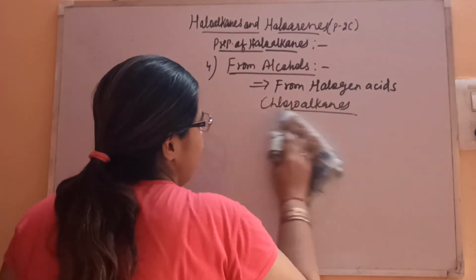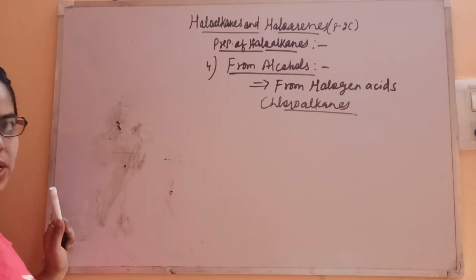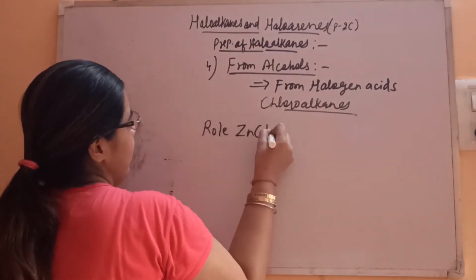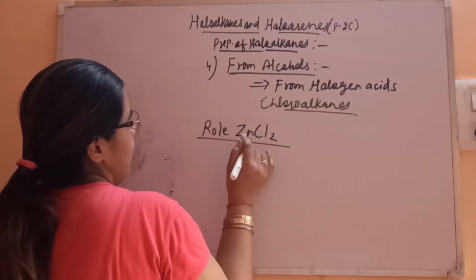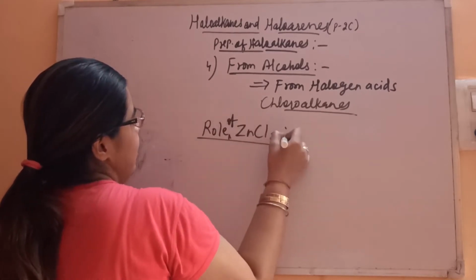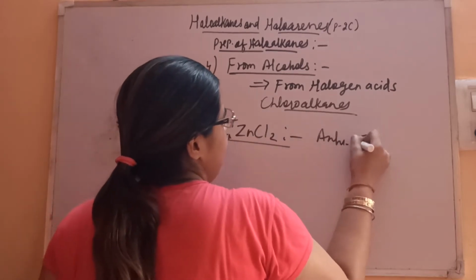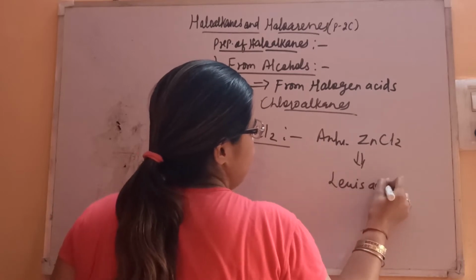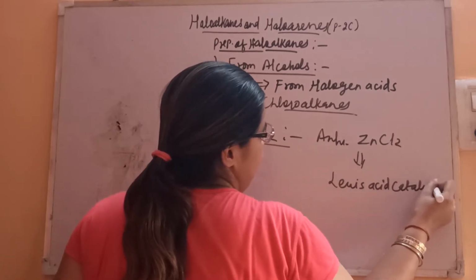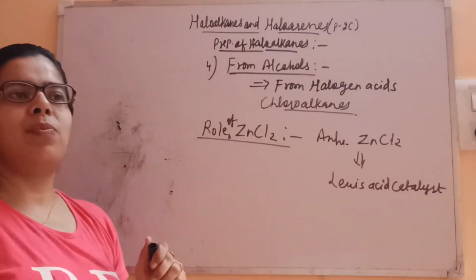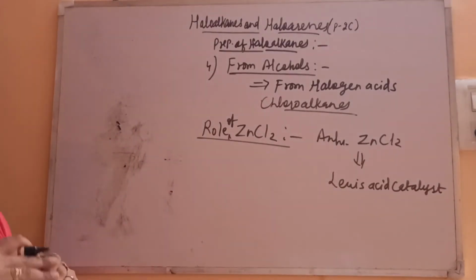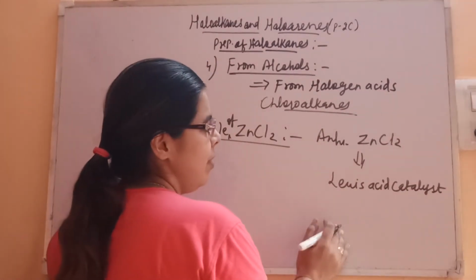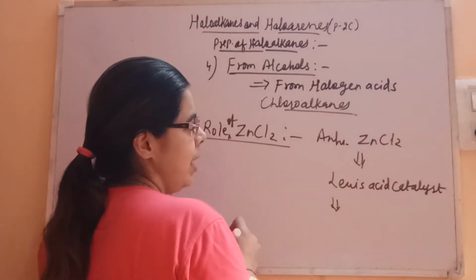See, HCl is just providing the substituting group, and now the role of ZnCl2. Here anhydrous ZnCl2 is acting as a Lewis acid catalyst. And we know that a catalyst will never take part in the reaction. It is only providing a surface or a medium for the reaction to take place. So it is acting as a Lewis acid catalyst. So what will it do? It will coordinate.